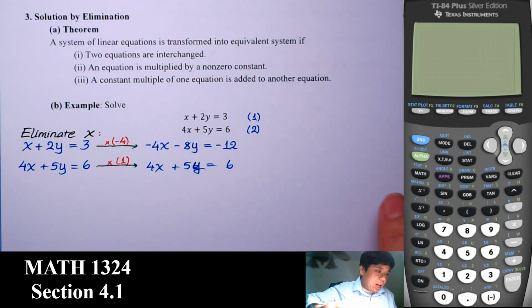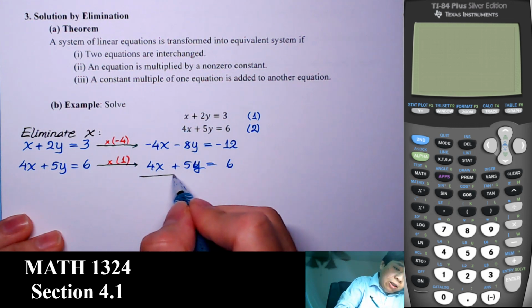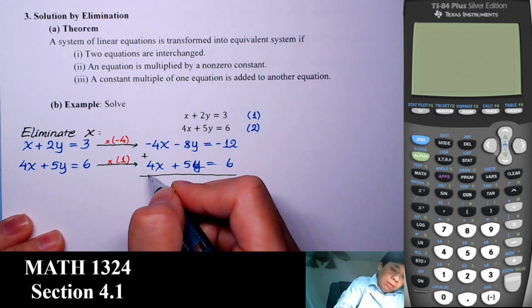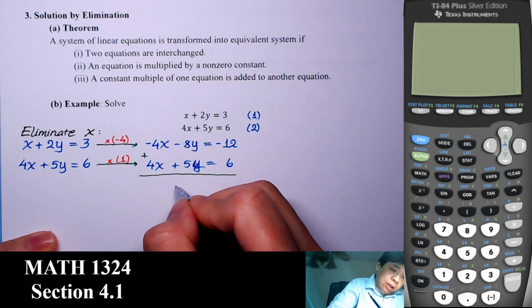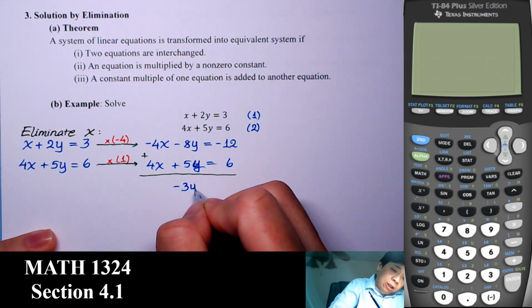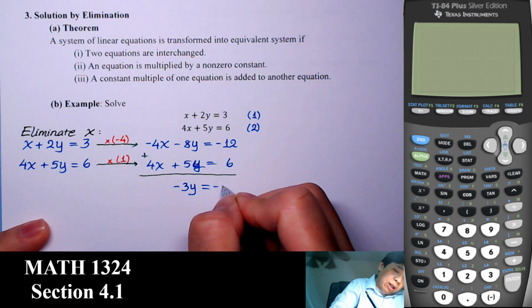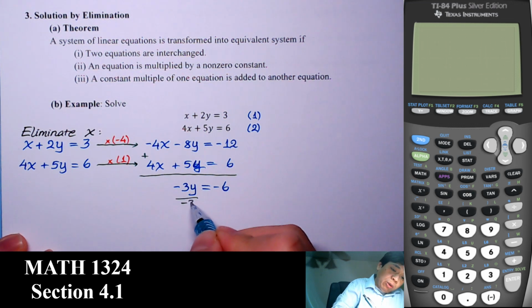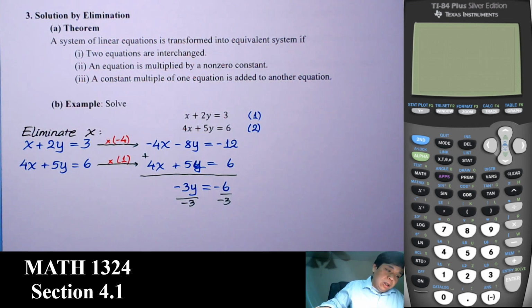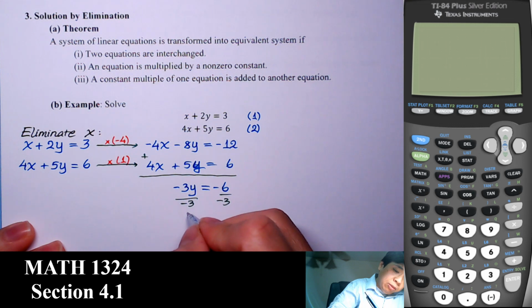And so when we add both sides, the 4x cancel out, we have negative 3y equal to negative 12 plus 6, negative 6. And from here we just divide by negative 3 on both sides. So we have y equal to 2.